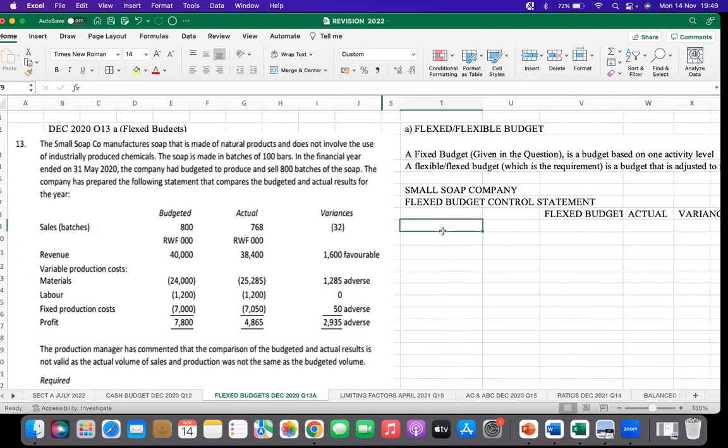Now, what is a flexed budget? A budget that is adjusted to reflect actual activity. And we are working in Rwandese francs thousands. Always ensure your work is presentable in exams. So we'll start with revenue. Please be attentive, because it is one question per area. We don't have the time to cover two questions.